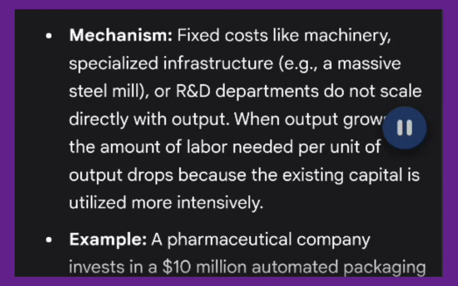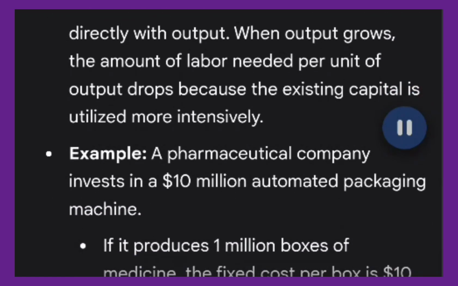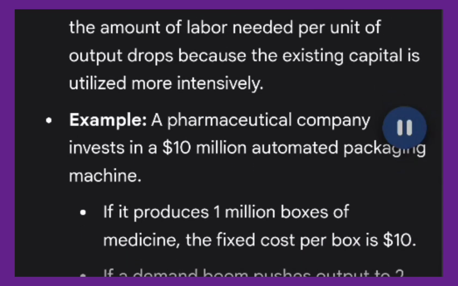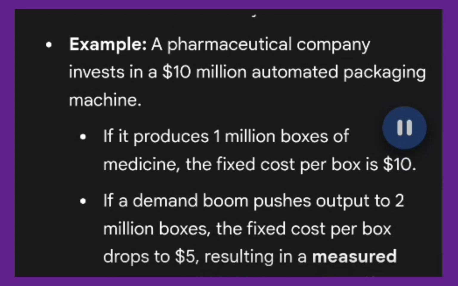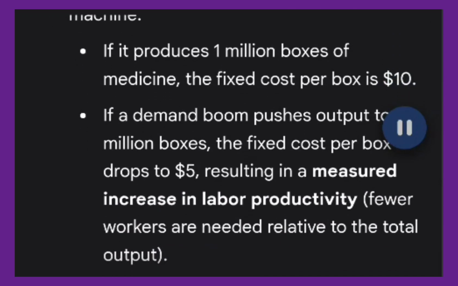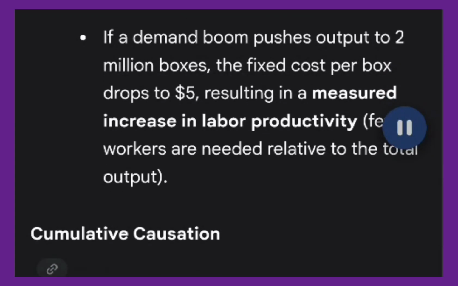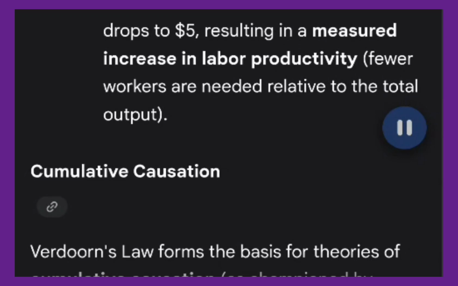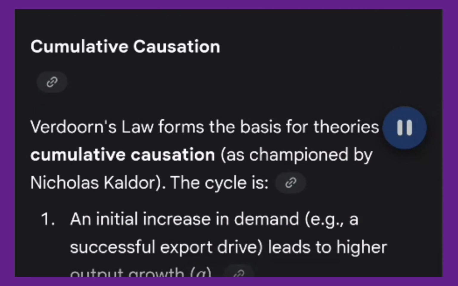directly with output. When output grows, the amount of labor needed per unit of output drops because the existing capital is utilized more intensively. Example. A pharmaceutical company invests in a $10 million automated packaging machine. If it produces 1 million boxes of medicine, the fixed cost per box is $10. If a demand boom pushes output to 2 million boxes, the fixed cost per box drops to $5, resulting in a measured increase in labor productivity. Fewer workers are needed relative to the total output.